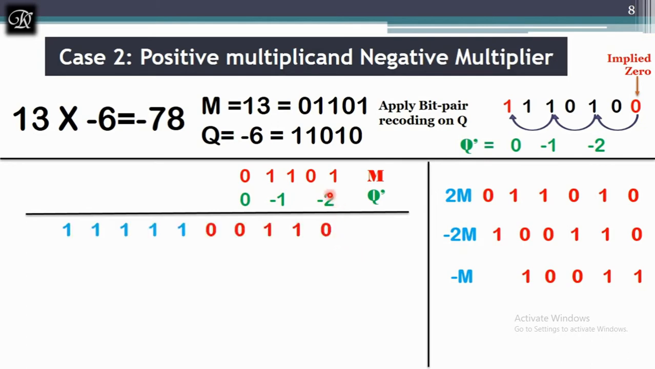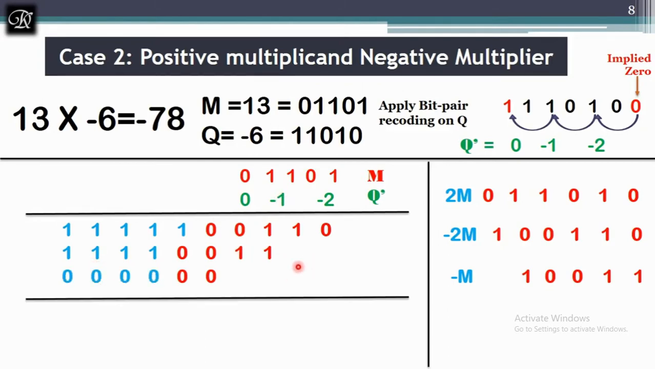Next, if you multiply 13 with -2, the answer will be negative 26. So this is what I have written, and the sign bit of that is 1, so the extension will be 1's. Next, you have to leave 2-bit space, then you write negative 13. This is negative 13, and the sign bit of that is also 1, so the extension will be 1 1. Now write 0 and find the final product.